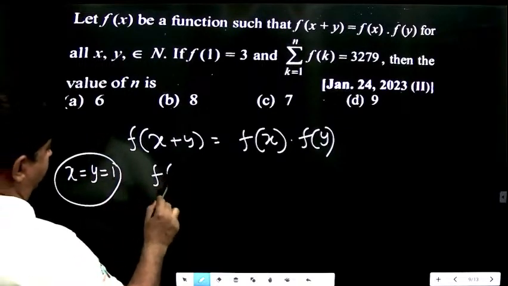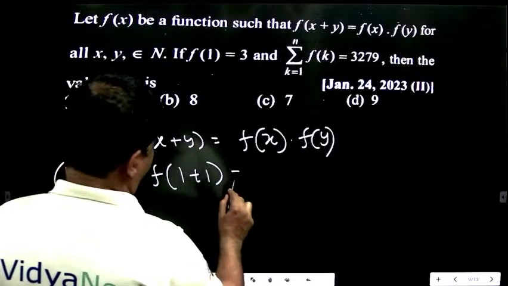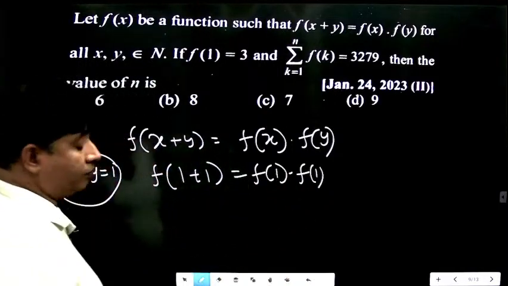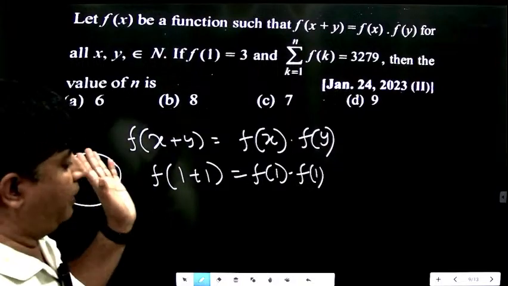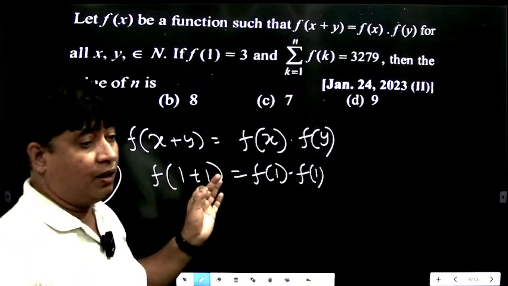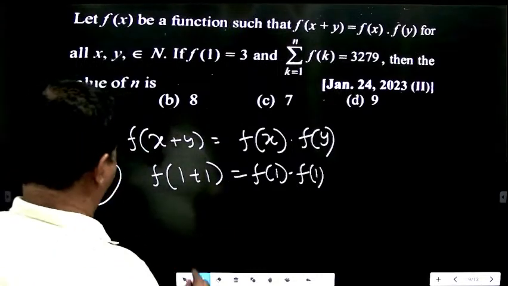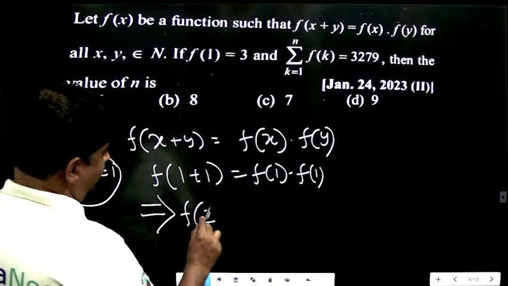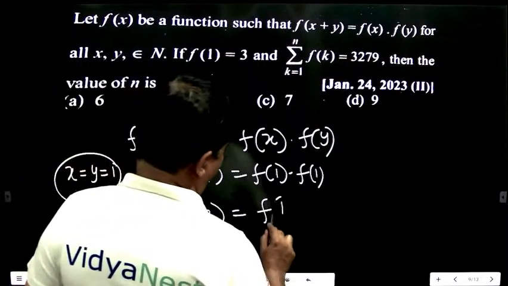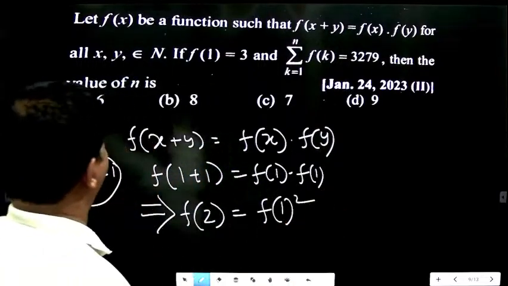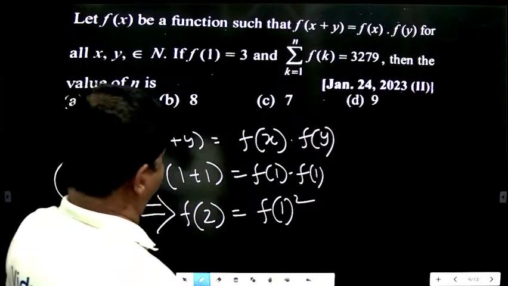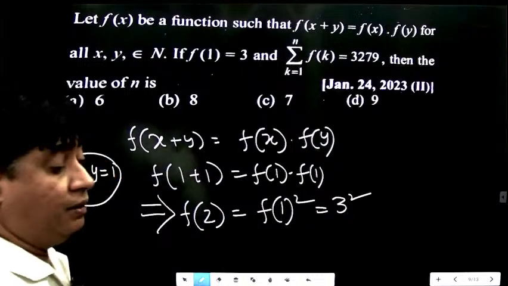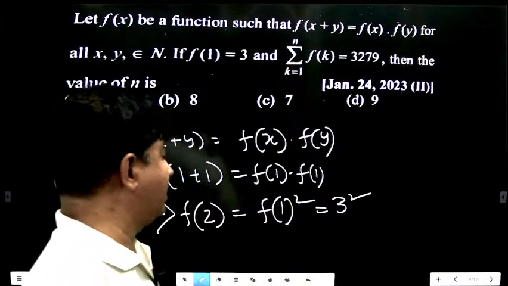Put here f1 into f1. So how will you be benefited? How will we be benefited by this? f2 is f1 square. What is f1? 3. So I will get 3 square. You can tell me, okay, why you are not putting 9?